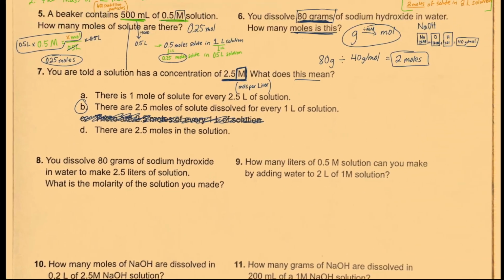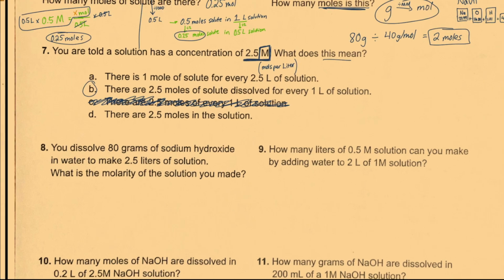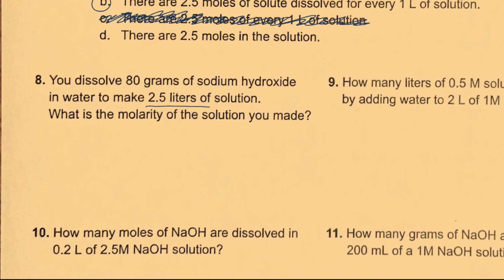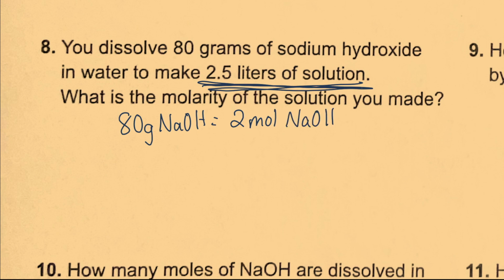Number 8 is building off of number 6, because we are dissolving 80 grams of sodium hydroxide. So it's the same amount of stuff, but now it's telling us specifically how many liters of solution we're making when we dissolve that 80 grams. And then we want to know the molarity of the solution that we just made. So, like we calculated in number 6, we know that 80 grams of sodium hydroxide is equal to 2 moles of sodium hydroxide. And we also know that this is 2.5 liters of solution.